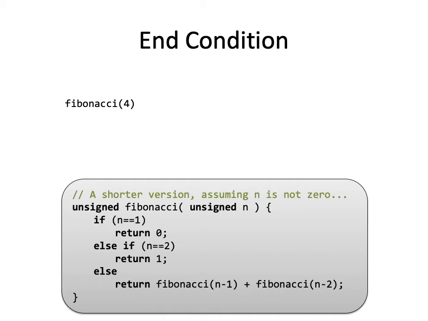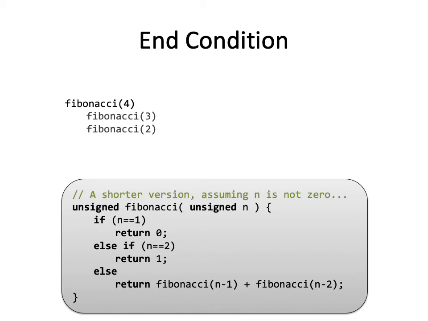So Fibonacci 4. 4 is not equal to 1, 4 is not equal to 2, else return Fibonacci 4 minus 1 plus Fibonacci 4 minus 2. So that's going to call Fibonacci with n equals 3, and then it's going to call Fibonacci with n equals 2. Fibonacci 4 is equal to Fibonacci 3 plus Fibonacci 2. So now I need to calculate Fibonacci 3 and I need to calculate Fibonacci 2. Let's do 3 first, because it's first in order.